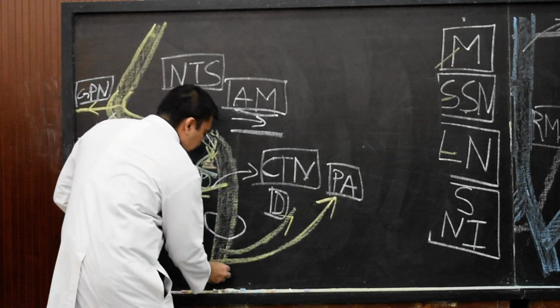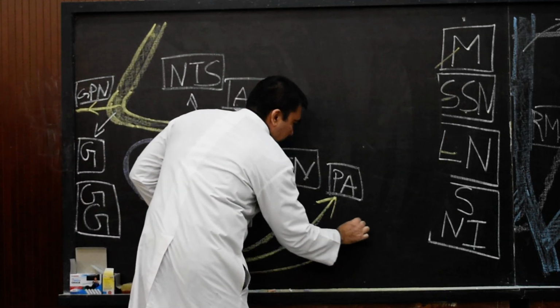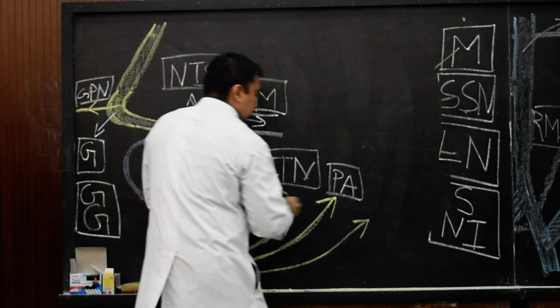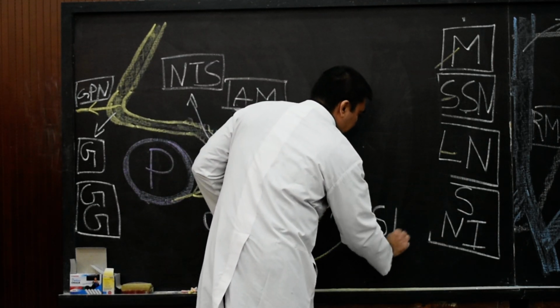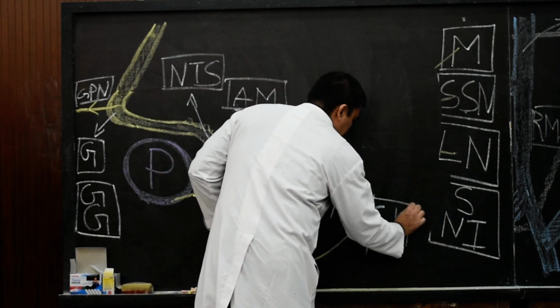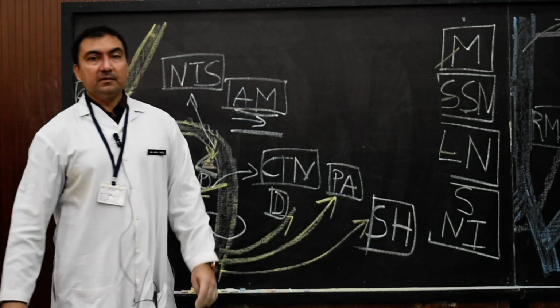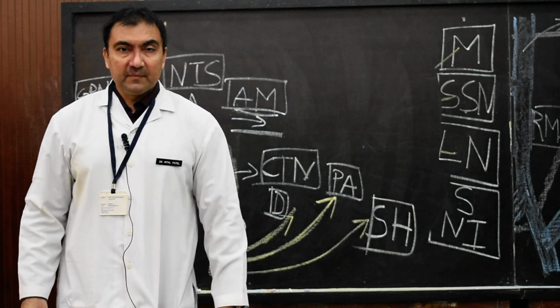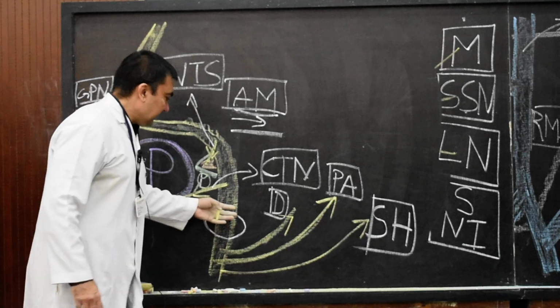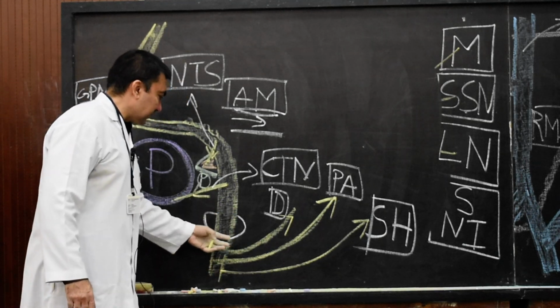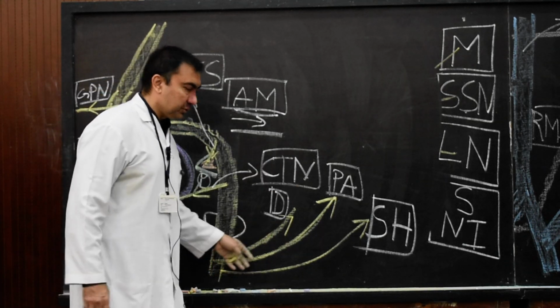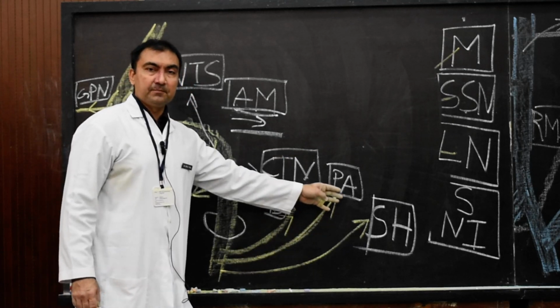And the third branch which will be given will be known as stylohyoid branch. This is the branch given to the stylohyoid muscle. So therefore, 3 branches after the facial nerve exits from stylomastoid foramen. Number 1, digastric, then posterior auricular and stylohyoid branch.